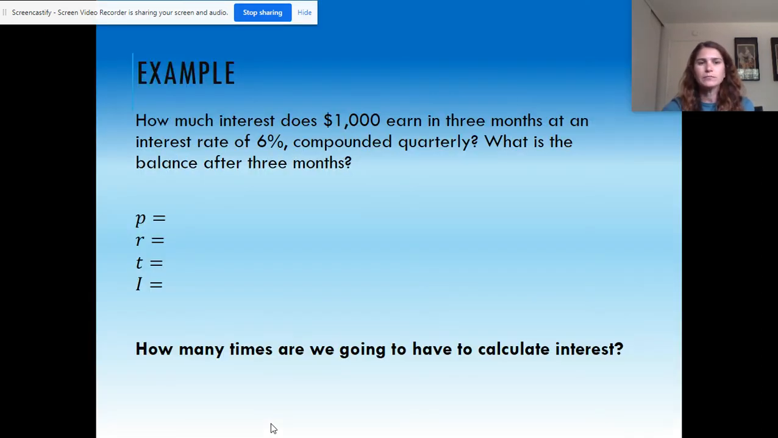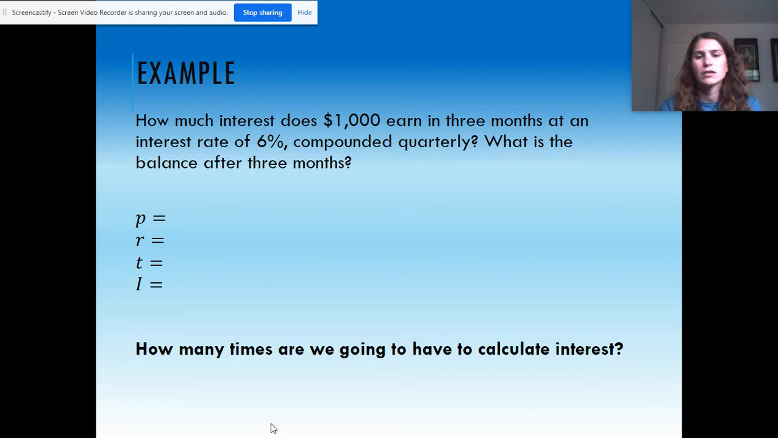So go ahead and pause the video, try it, use the formula, and rewind the video to the previous example to help you out. For our next example, how much interest does $1,000 earn in 3 months at an interest rate of 6%, compounded quarterly? So what is the balance after 3 months? So we need to go ahead and identify our variables. Our principal is $1,000. That was the $1,000 that we have in the account already. Our interest rate of 6%, I need to move that percent sign 2 places to the left, making it 0.06.